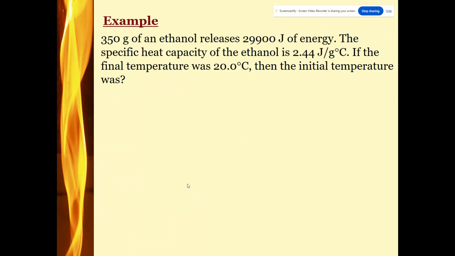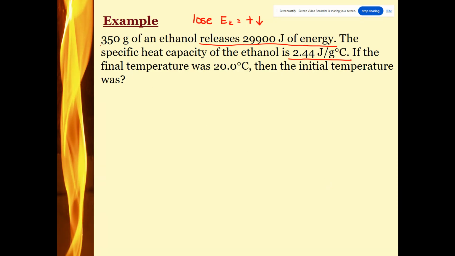Let's say you're told that 350 grams of ethanol is releasing energy, and it gives us the amount of energy. Now, I want to take a moment to think about what that word releasing means. That word releasing means that it's going to lose energy. And when something loses energy, the temperature is going to go down. Okay? I'm dealing with ethanol, and so ethanol's specific heat capacity is not in the data booklet, so it gives it to you in the question.